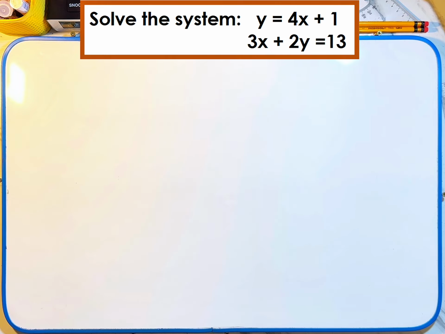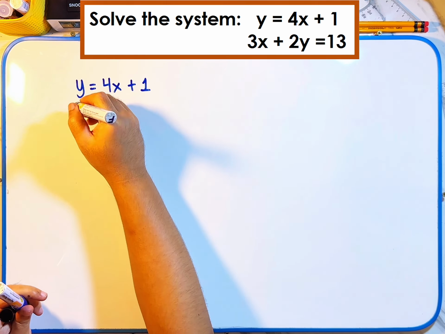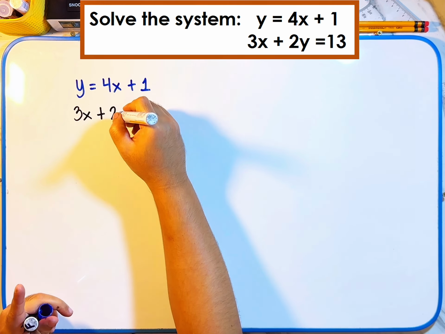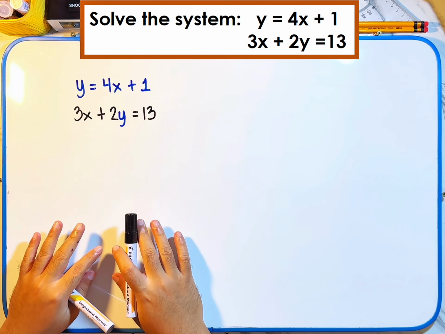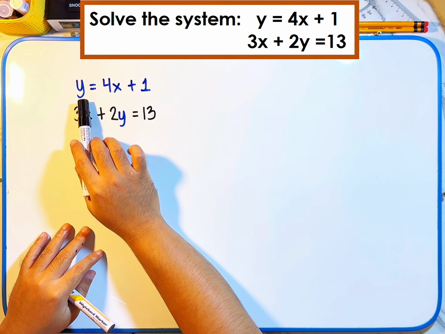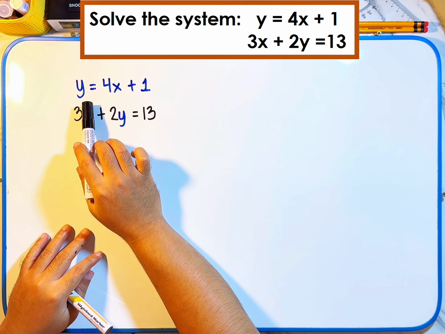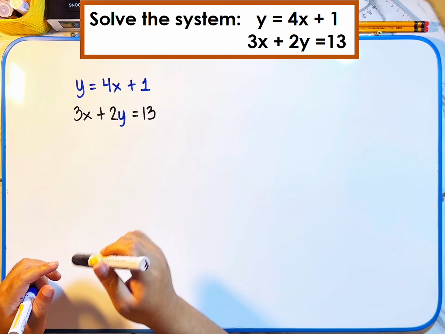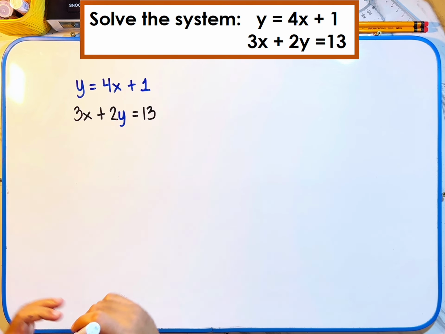Problem number 2. Let us solve the following system of equations. Again, let me copy. Okay, in this system of equations, take a look at the first equation. We have the variable y already isolated. That's good news because we don't have extra work. The variable y is already isolated and we just have to plug it into the y variable in the second equation.